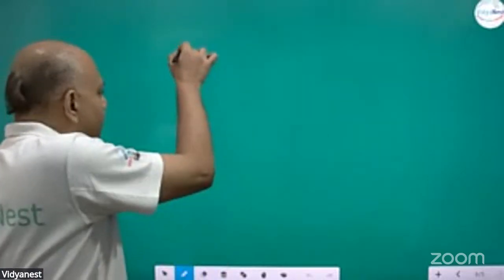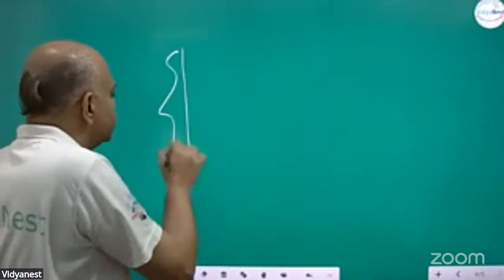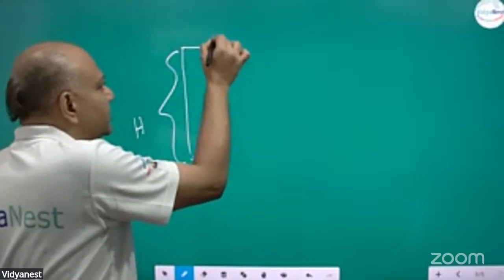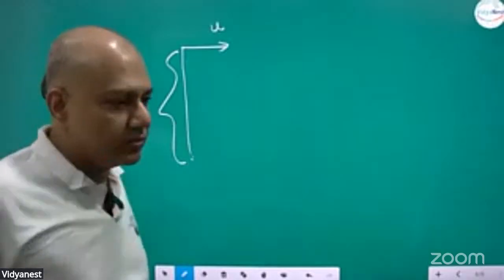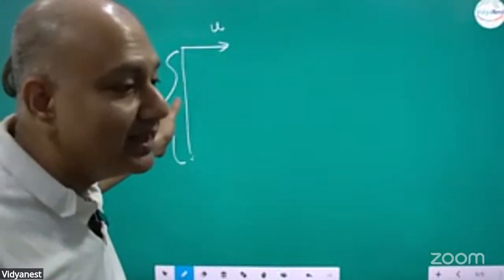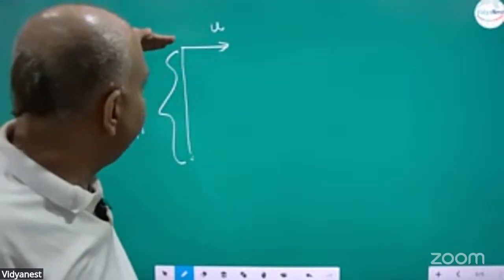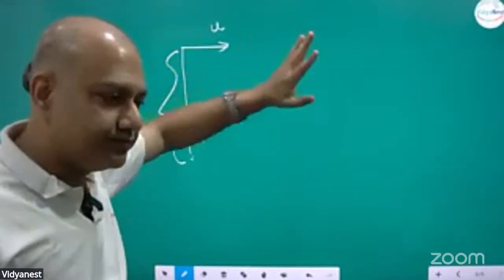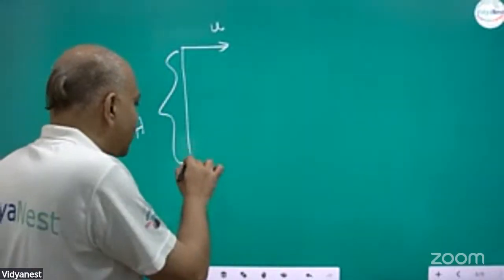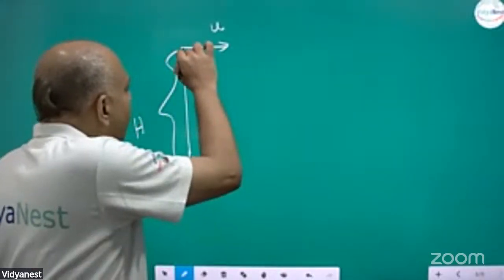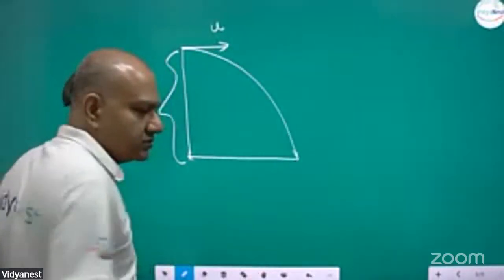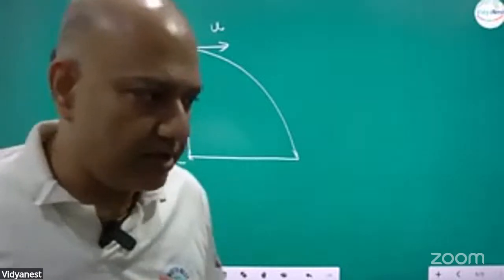Suppose from a vertical height h, a particle is projected horizontally with a velocity u. So suppose a tower. From the tower, a particle is projected horizontally. So now what is going to happen? That object will strike the ground in this manner.